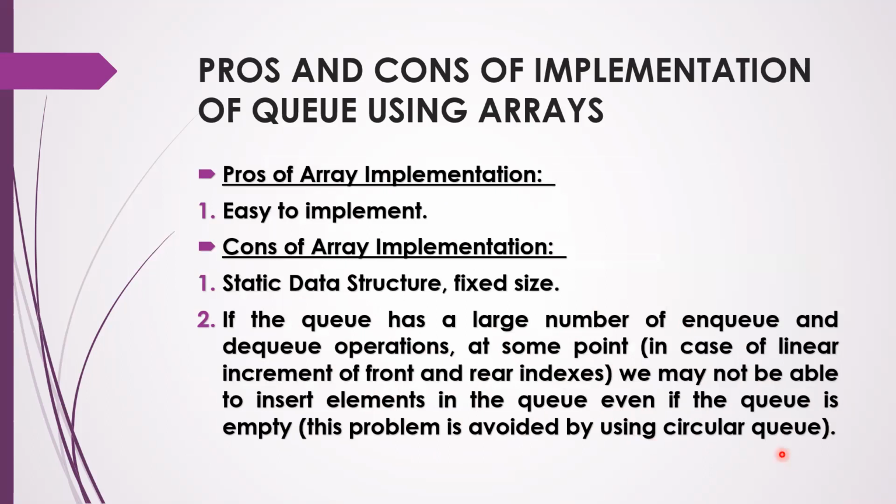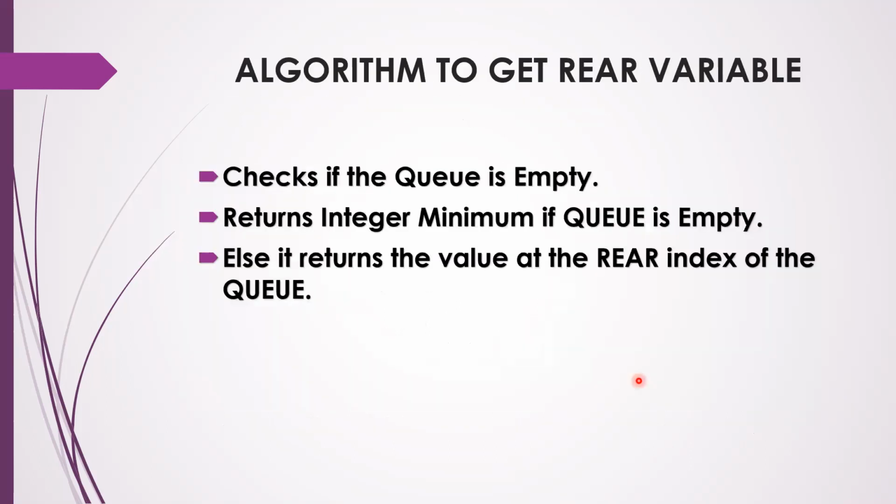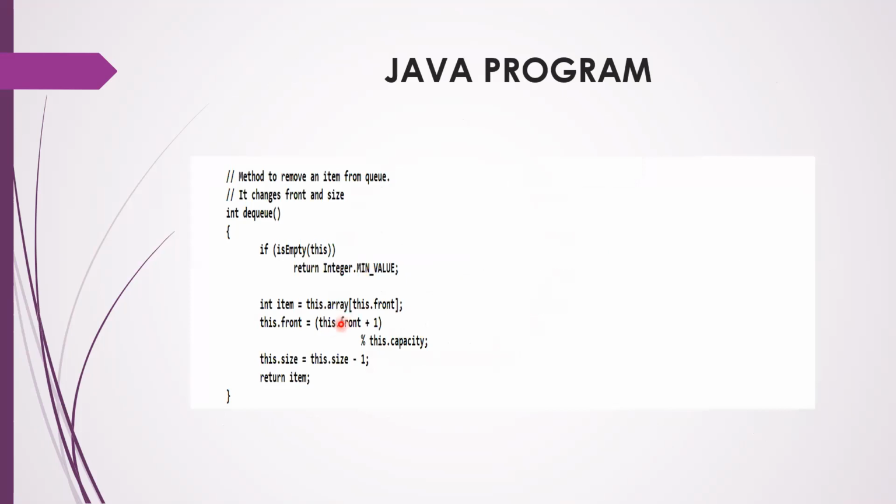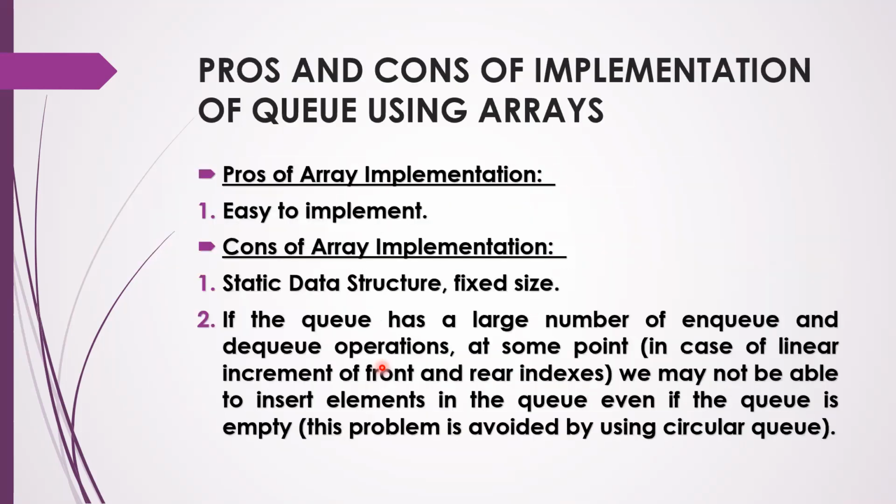You have something called circular queue. We will see that later on. Here you have used the capacity as modulus. There is a concept called circular queue which we will see in later sessions.